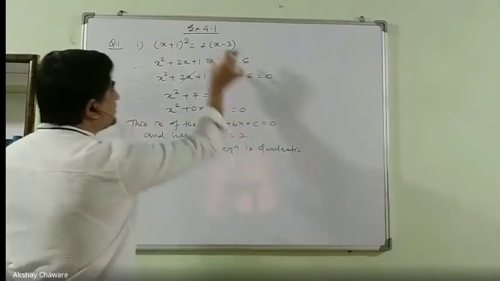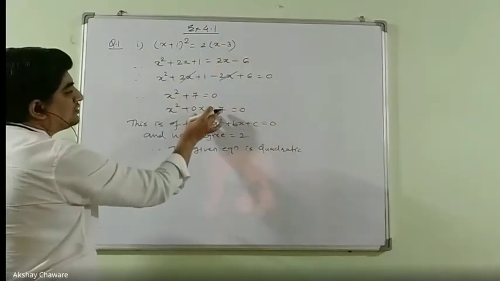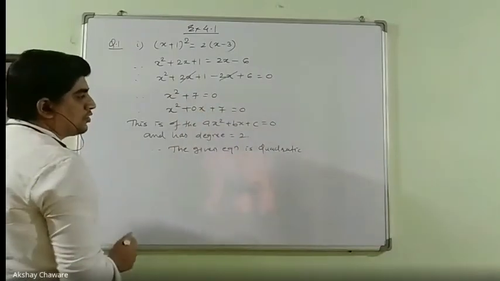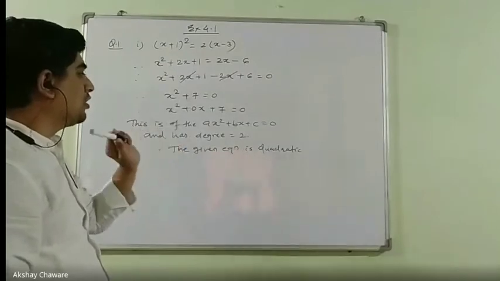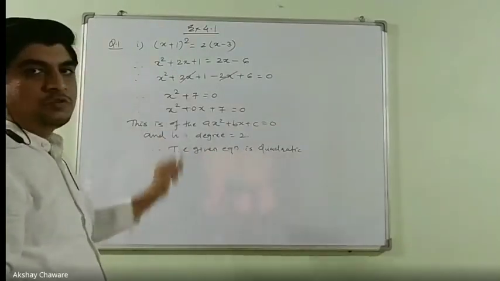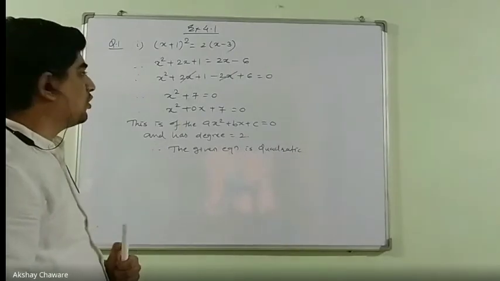Means we have to just simplify the given statement and then compare the result with the standard form of a quadratic equation, and we can tell whether the given equation is quadratic or not. And obviously degree should be 2. Therefore we write, the given equation is a quadratic equation.